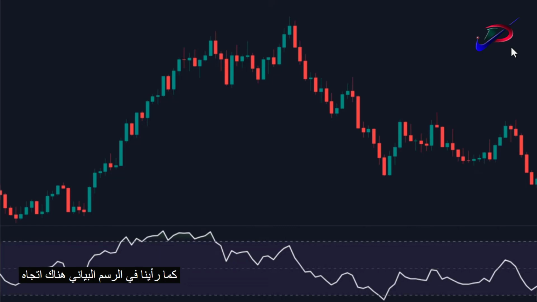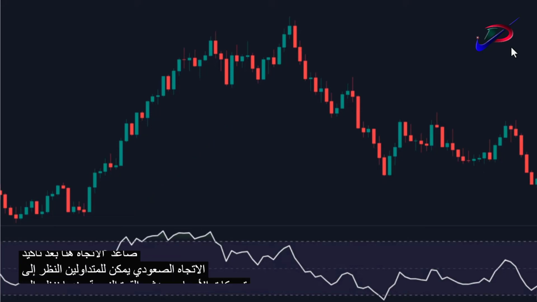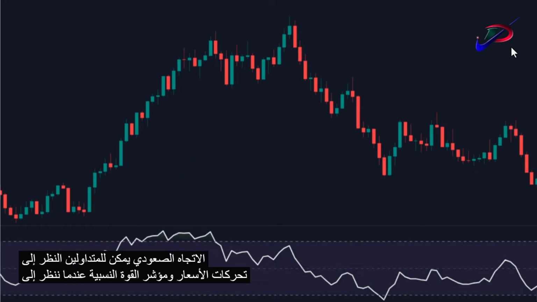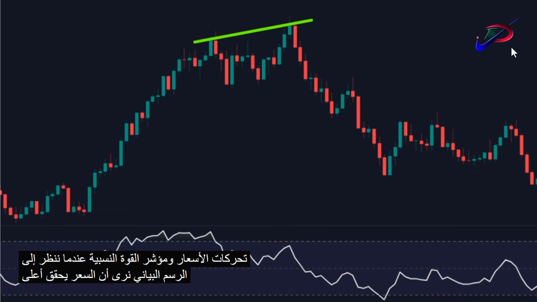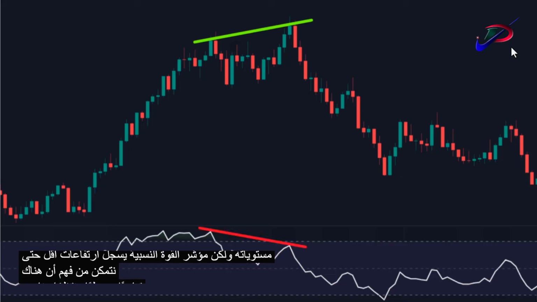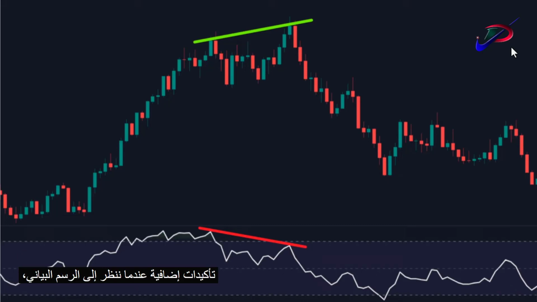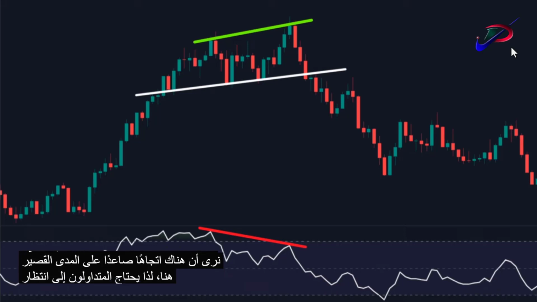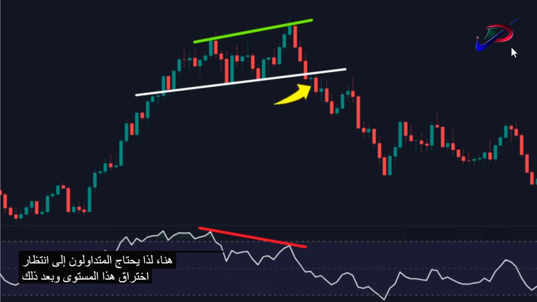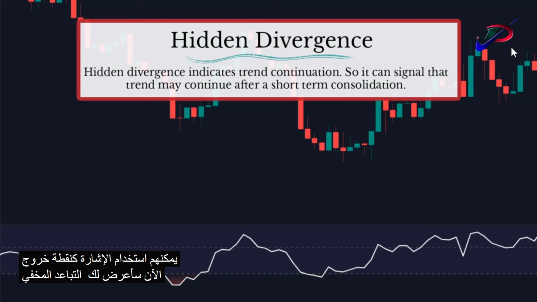As we saw in the chart, there's an upward trend in here. After confirming the upward trend, traders can look at price movements and RSI. When we look at the chart, we see that price makes higher highs, but RSI makes lower highs. So we can understand that there's a regular bearish divergence in here. After this pattern occurs, traders can look for additional confirmations. When we look at the chart, we see that there's a short-term upward trend in here. So traders need to wait for the breakout of this level, and then they can use this signal as an exit point.